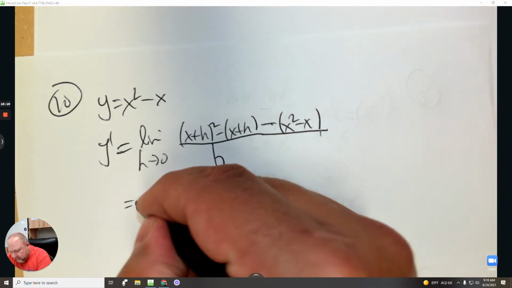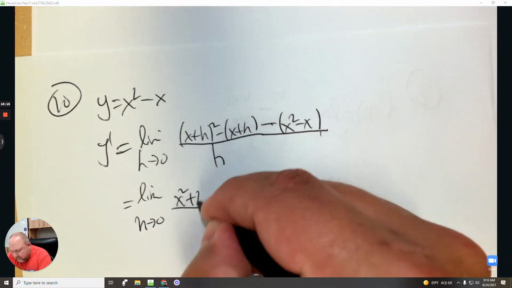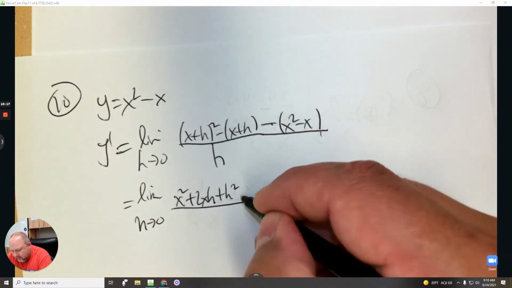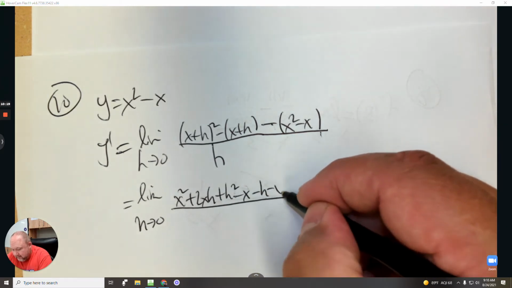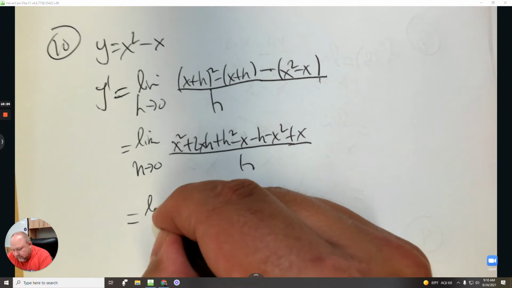Now we need to do some algebra. We need to expand, FOIL. That's x squared plus 2xh plus h squared minus x minus h minus x squared plus x. And now combine like terms.